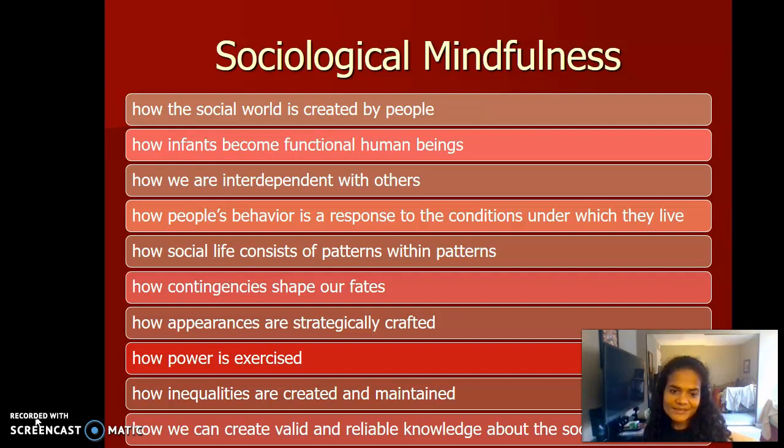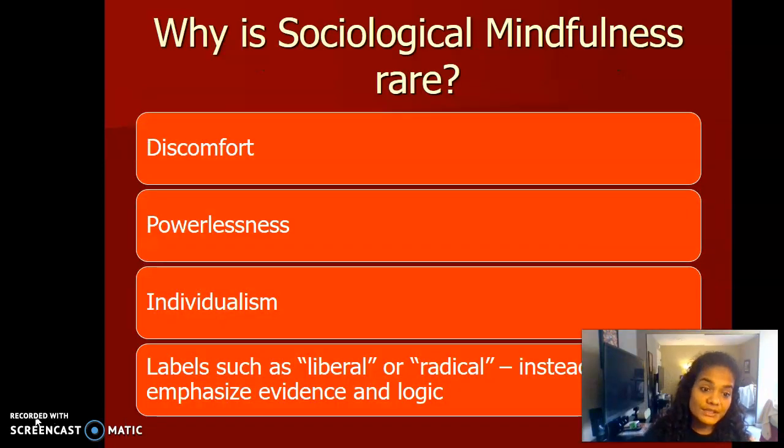How is power exercised, and how does that give rise to inequalities? In their turn, how are these inequalities created and maintained over time, what we call maintaining the status quo. And then finally, how we can create valid and reliable knowledge about our social world. This is where we'll get introduced a little bit to the idea of social research.